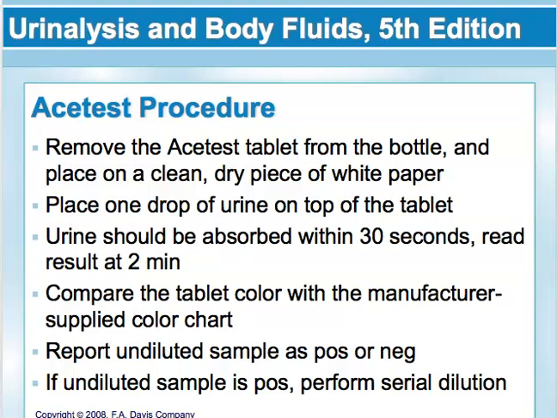Okay, for the Acetest procedure, the tablet is placed on a white gauze or paper. 1 drop of urine is placed on the tablet, and then you read the result after 2 minutes. Urine should be completely absorbed into the tablet within 30 seconds. The resulting color should be compared to the color chart supplied by the manufacturer, and the undiluted sample test should be reported positive or negative. If the undiluted sample is positive, then this is when you would do that serial dilution and report it as positive or negative for each of the dilutions.